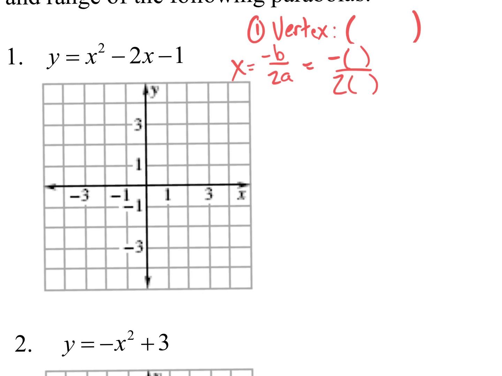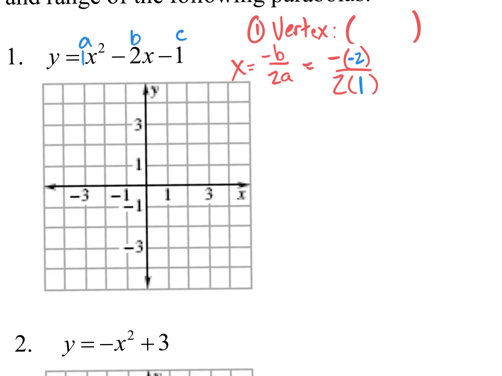From the original ax squared plus bx plus c. Now keep in mind, sometimes you're not going to have a c value. Sometimes you might not have a b value. But in order for it to be a parabola, you need an x squared, so you're always going to have the a value. Anyway, what is the b value? -2. And what is the a value? There's an invisible 1 right there.